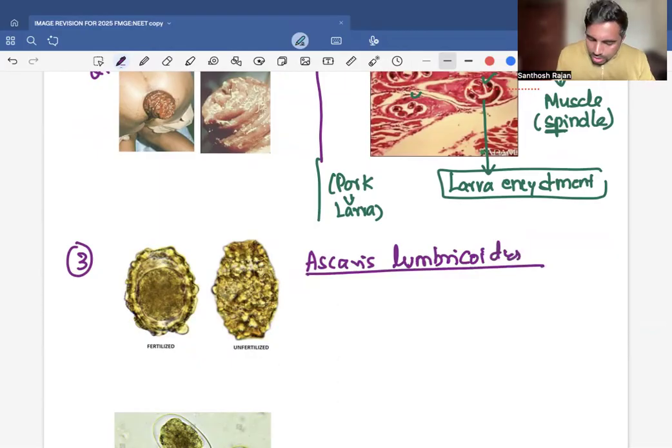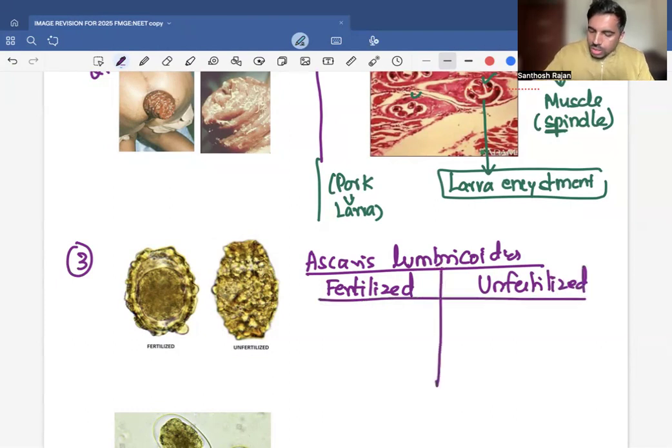Here in Ascaris lumbricoides, you have to know fertilized and unfertilized. Okay, very important. If you see here, except one egg, which I'll talk about in a while, all the rest of the eggs are bile stained. So in a fertilized egg, you see a crescentic space here. So you see a space.